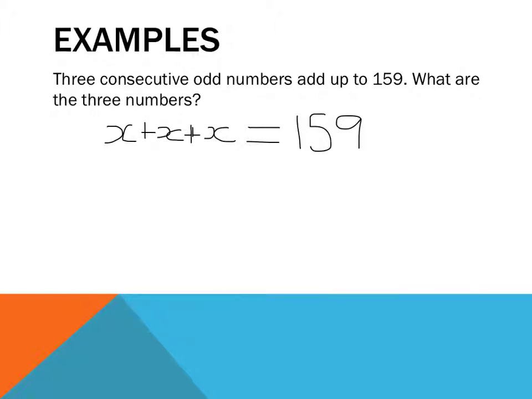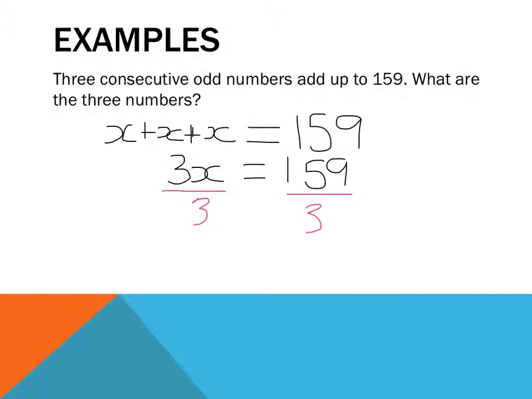Okay, 3 odd numbers. 1, 2, 3. Then you can simplify it. x plus x plus x, because there's 3 odd numbers, equals 3x equals 159. If 3x equals 159, how do I find out what 1x equals? Well, that's 3 multiplied by x. In order to get x by itself, I divide this side by 3, and I divide this side by 3.